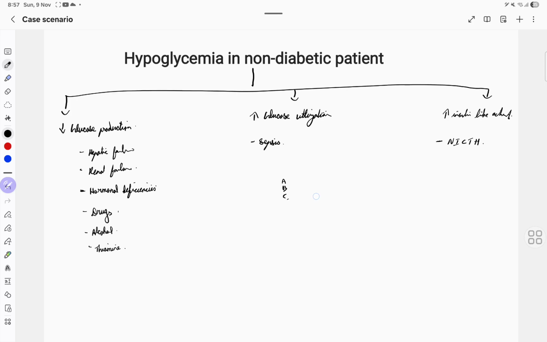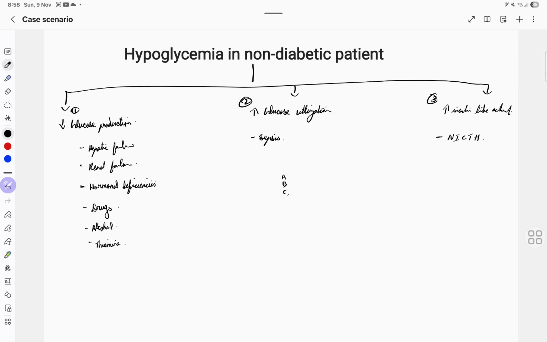The major mechanisms for hypoglycemia in non-diabetic patients are: one, reduced glucose production; two, increased glucose utilization; and three, excess insulin-like peptides activity. So now in CKD, the kidneys lose the ability to perform gluconeogenesis, which normally contributes about 20 to 25% of glucose production during fasting.